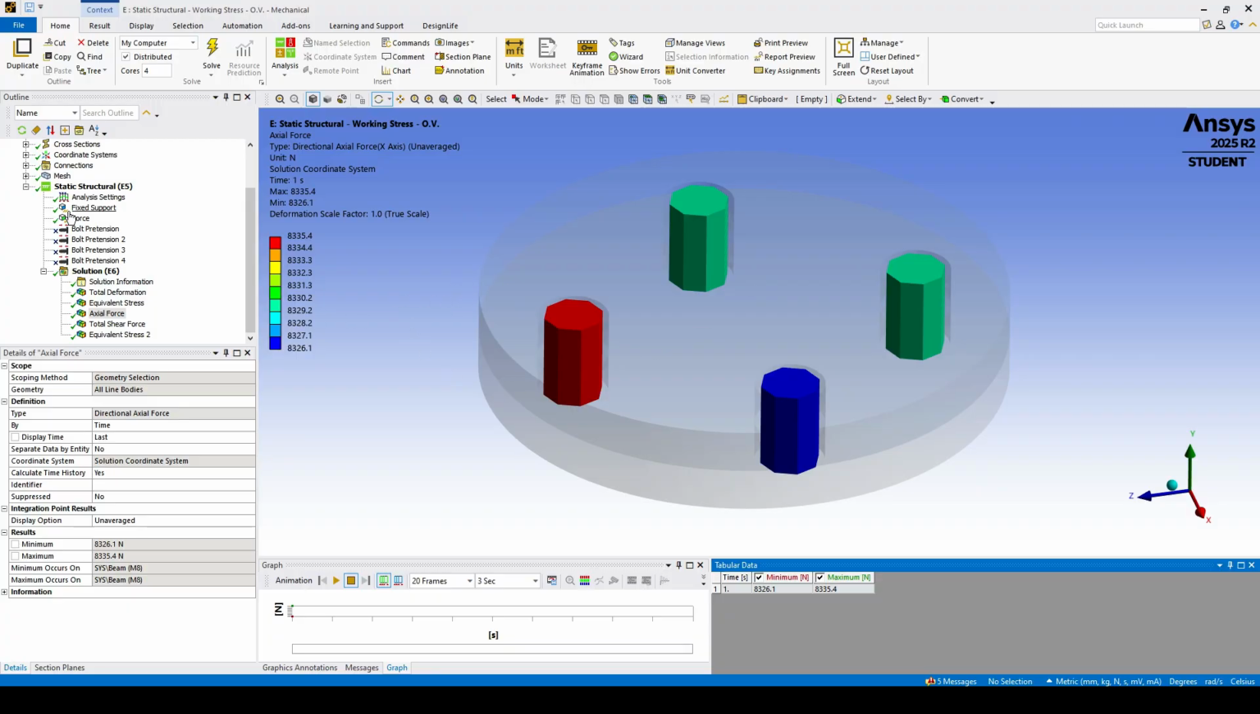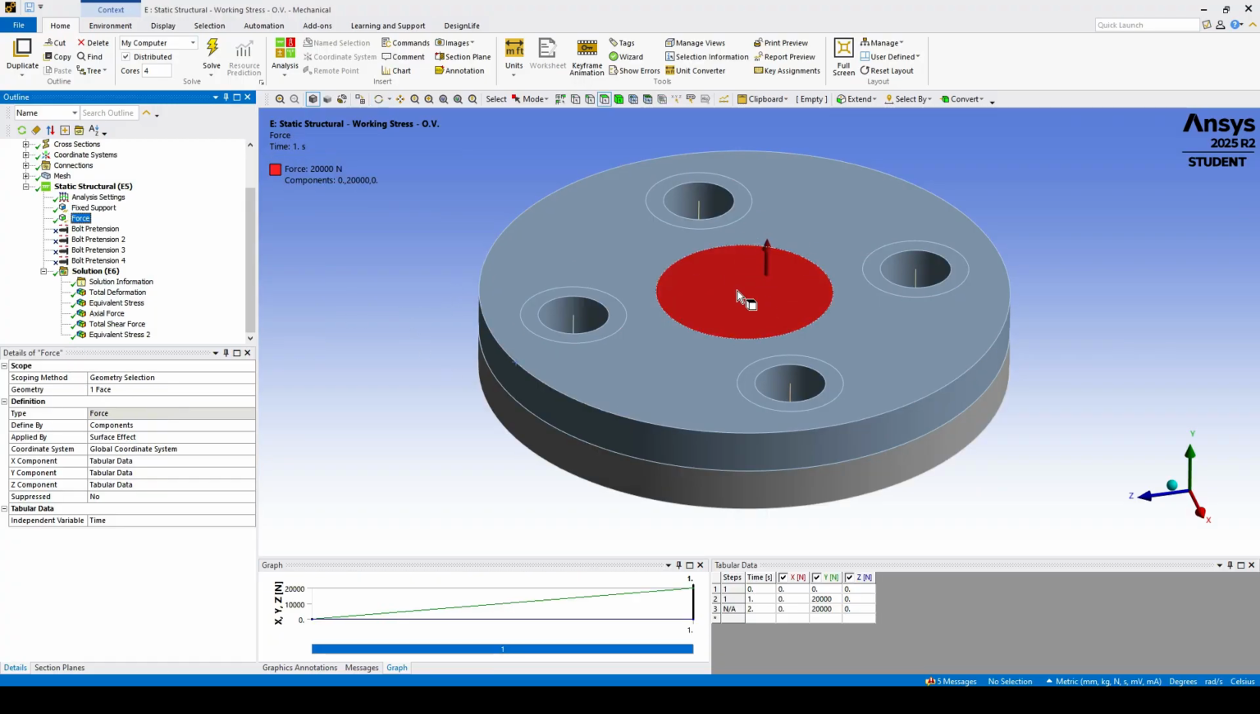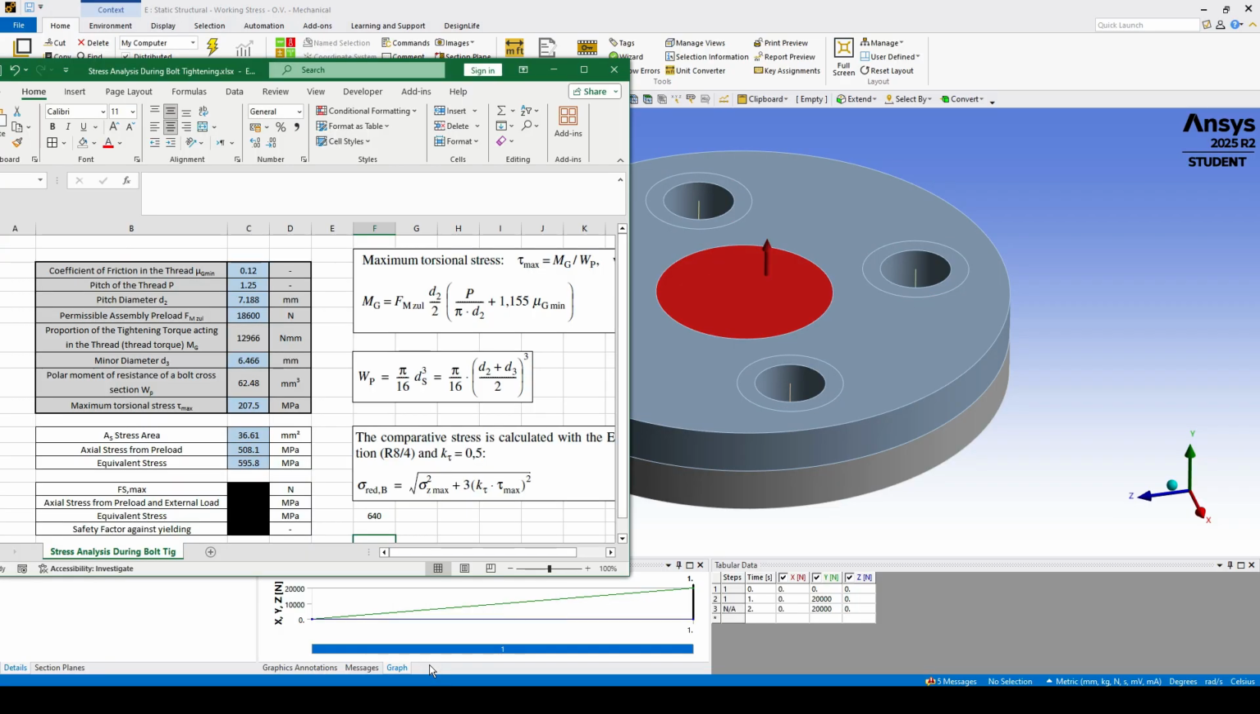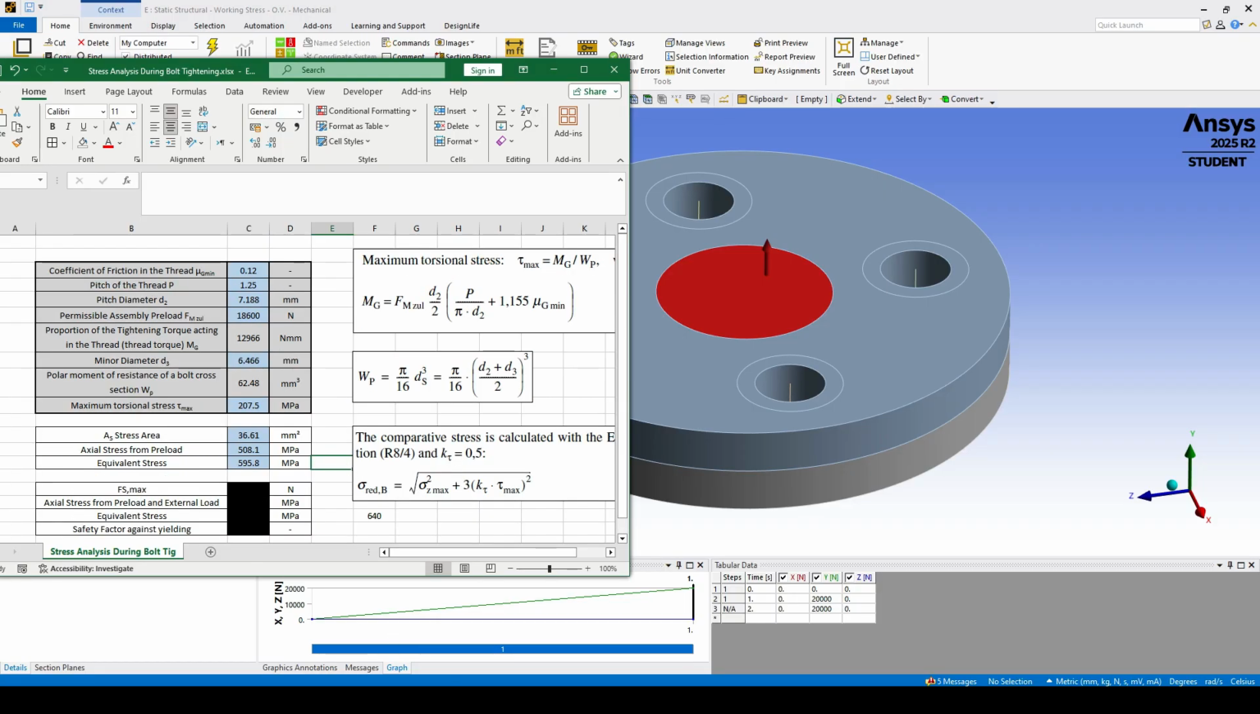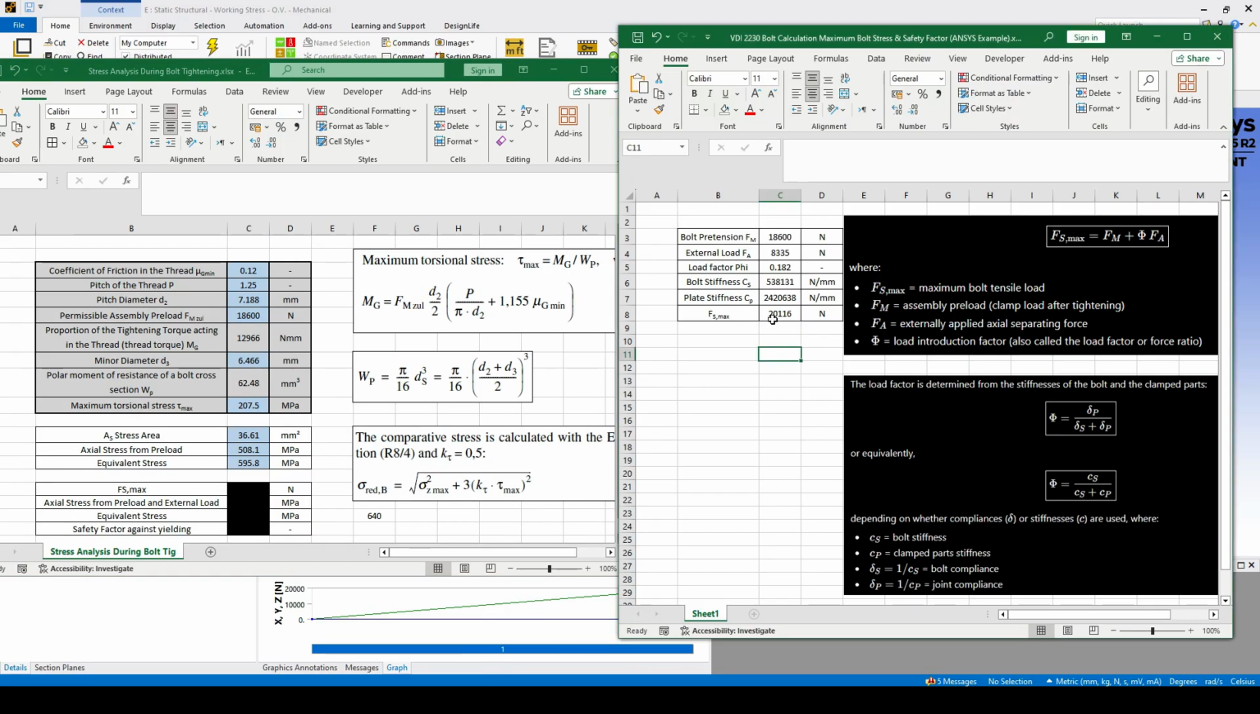In the middle, we have the 20 kilonewton, distributed on the 4 bolts. How are these bolts still safe according to VDI? Let's check this together. We calculated the FS max from this table, which was 20,116 Newton, and from this FS max I now have to calculate the stress.